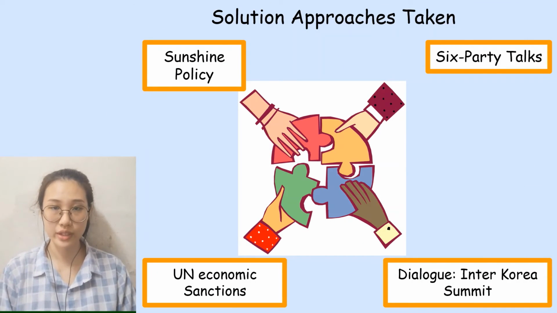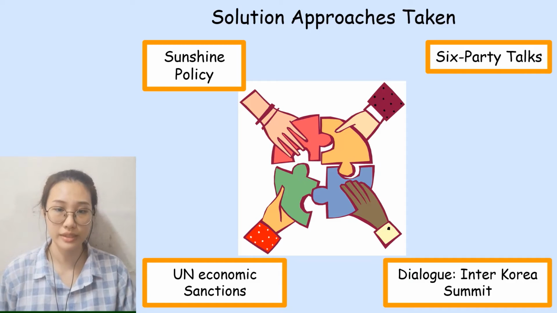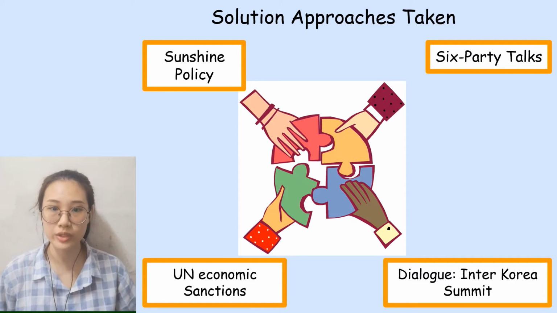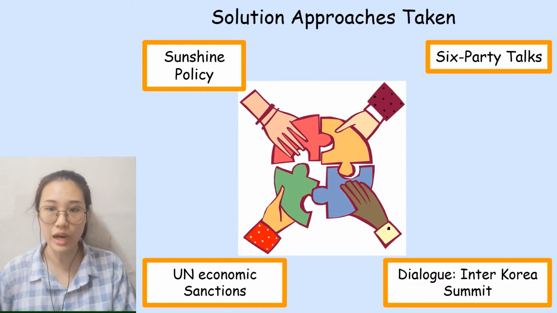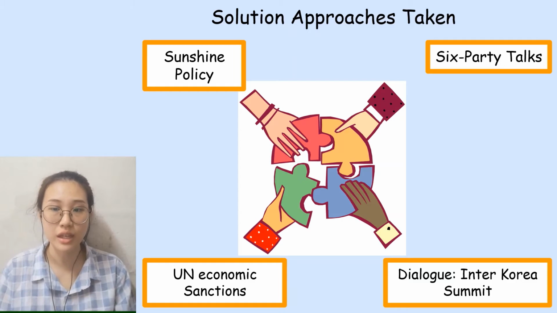Then we will talk about the solution approaches taken in resolving the Korean conflict. So the first approach is the sunshine policy, which served as a cooperative engagement framework to reduce the negative attitude of North Korea toward the South. And second, we have the six-party talks, which focused on the North Korean nuclear crisis. The six parties involved in the talks are Japan, the US, South Korea, North Korea, China, and Russia.